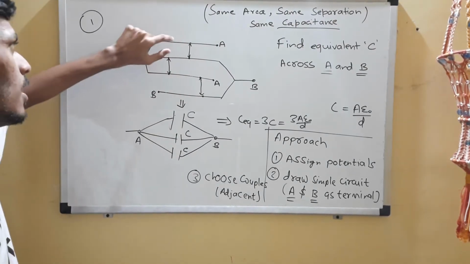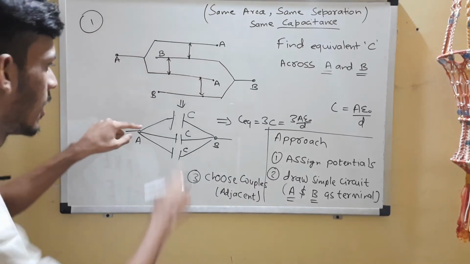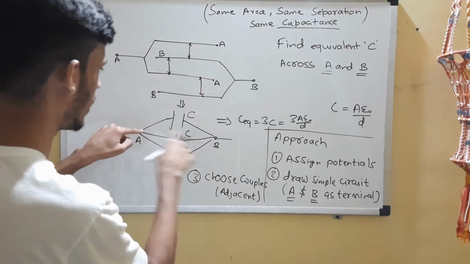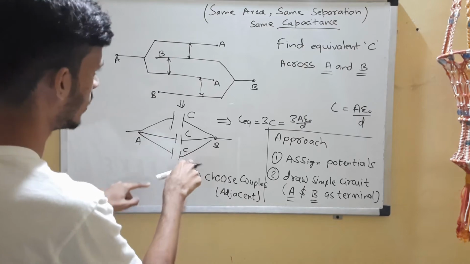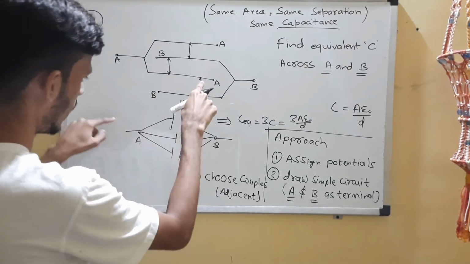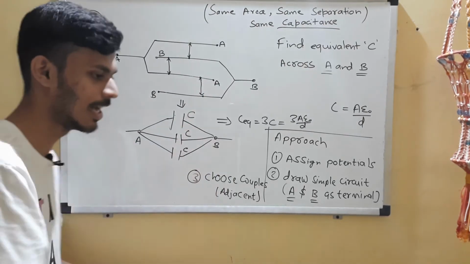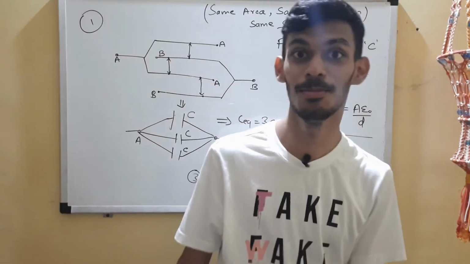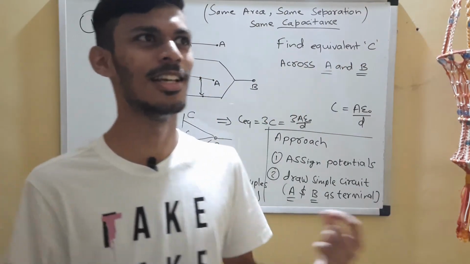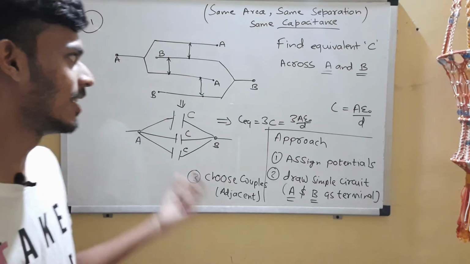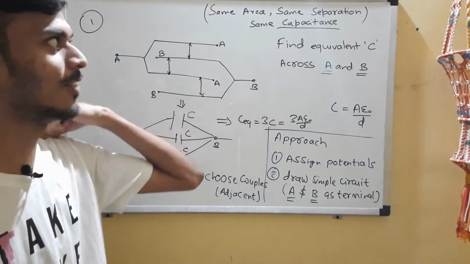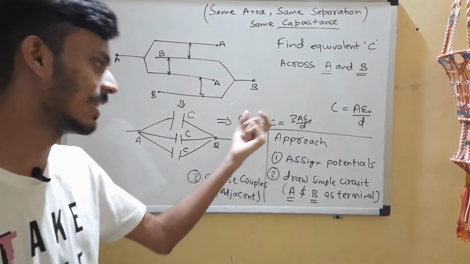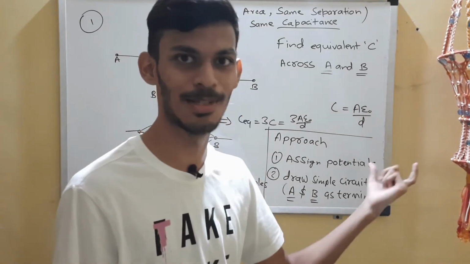You just have to see this plate is connected to A, this plate is connected to B. This plate is connected to B, this plate is connected to A, this plate is connected to A, this plate is connected to B. So you can see that all three of them are between A and B, which means they are in parallel. In parallel, you just add the capacitance, C plus C plus C. Since all of them have the same capacitance, that makes it 3C, which is 3A epsilon naught by D.